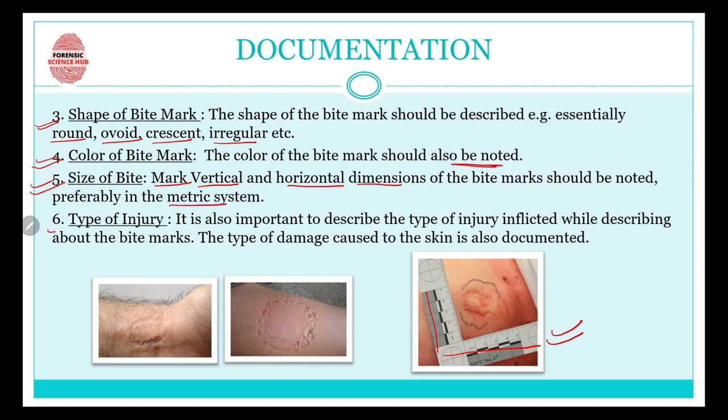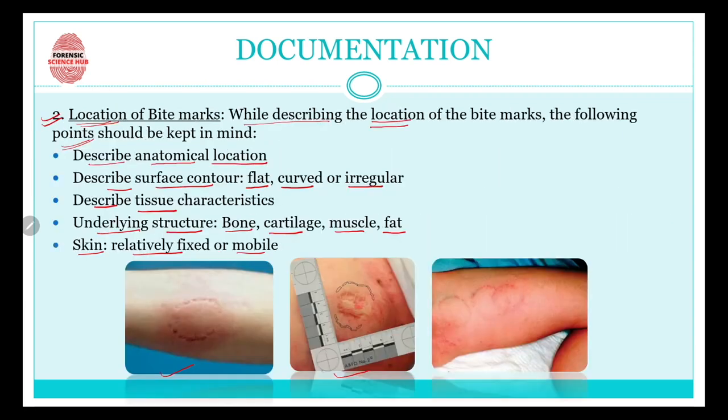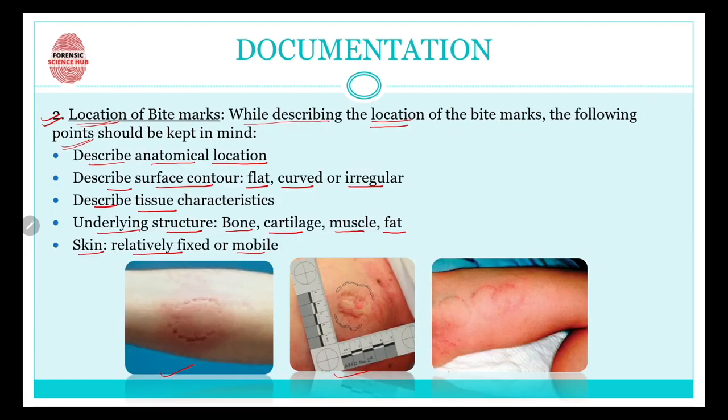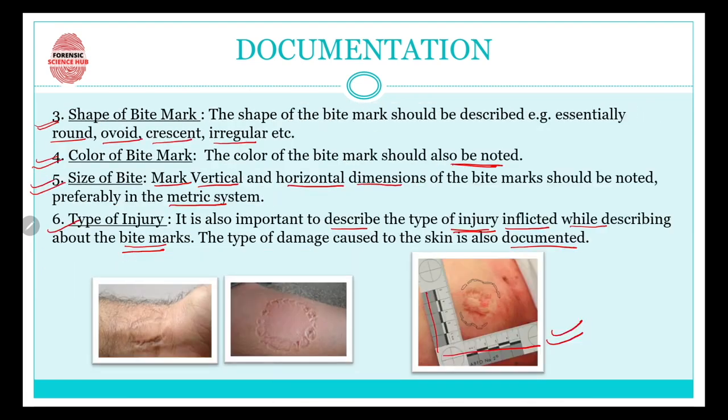Then the type of injury. It is also important to describe the type of injury inflicted while describing the bite mark. The type of damage caused to the skin is also documented. So these 6 points, that is, first the description of the bite mark, name of the victim and all those things, then location, shape, color, size, and type of injury, all have to be mentioned under documentation.